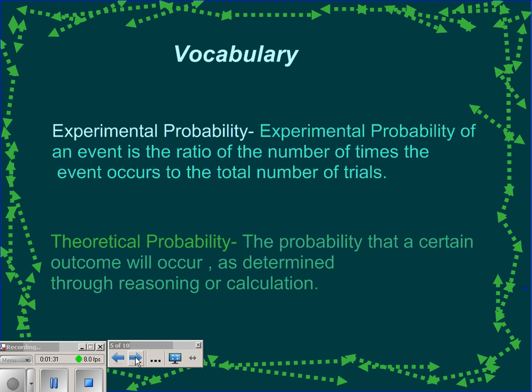Vocabulary. Experimental probability. Experimental probability of an event is the ratio of the number of times the event occurs to the total number of trials. Theoretical probability. The probability that a certain outcome will occur as determined through reasoning or calculation.